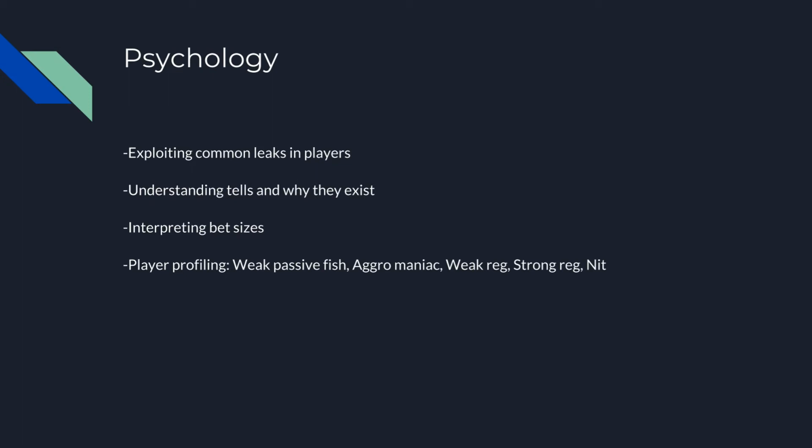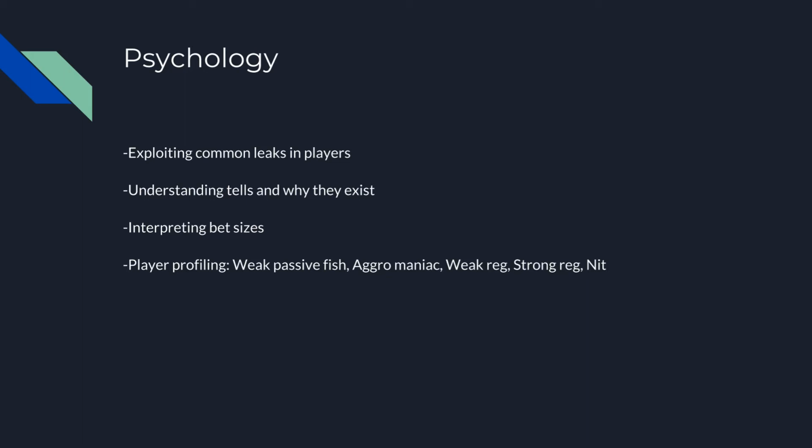Typically the way I profile people is I'll either describe them as a weak or aggressive player, or like in between, right? And then they either go into a recreational player tag, so the fish, the maniac, or they go into a more solid kind of player type, or regular type of player. So that can be a weak regular, a strong regular, or a nit. Basically, all those terms should be pretty straightforward.